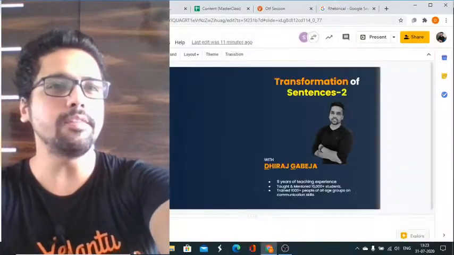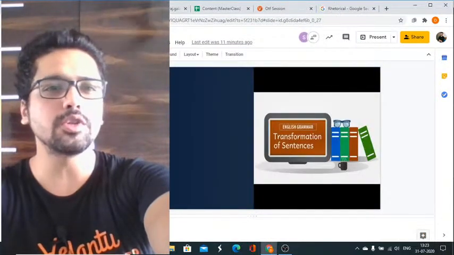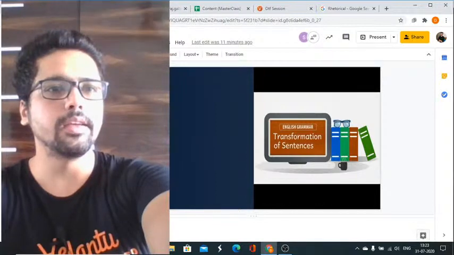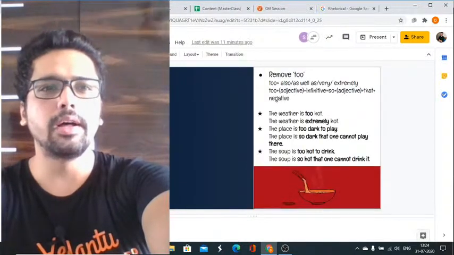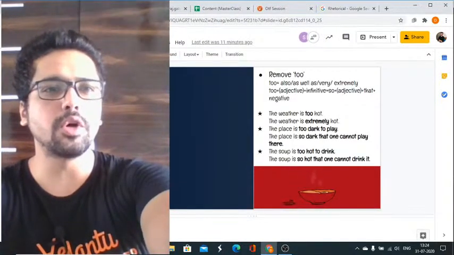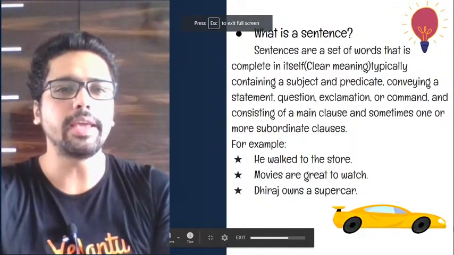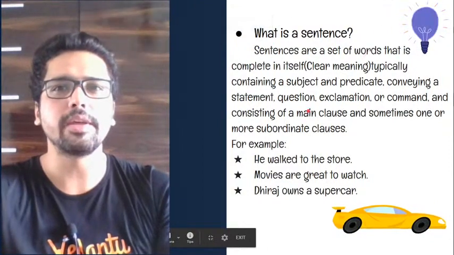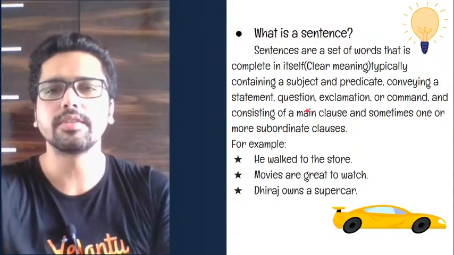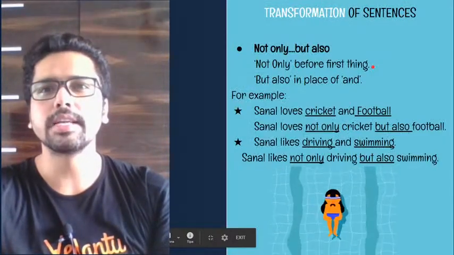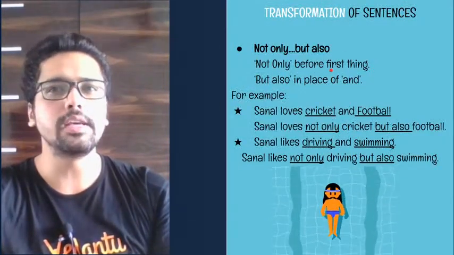Super. So in the previous session of transformation of sentences, this is what we stopped at. This is what we saw in the previous session. I'll do just a quick recap here, a quick recap of what we did in the first session of transformation of sentences. It all began with what is a sentence. We understood what a sentence is. Then we understood these types here.